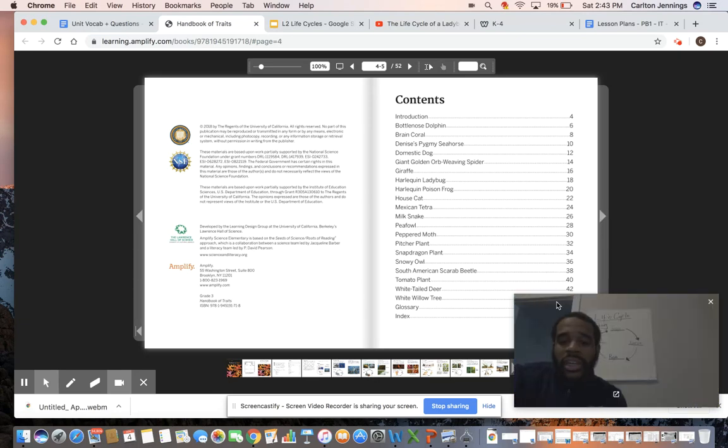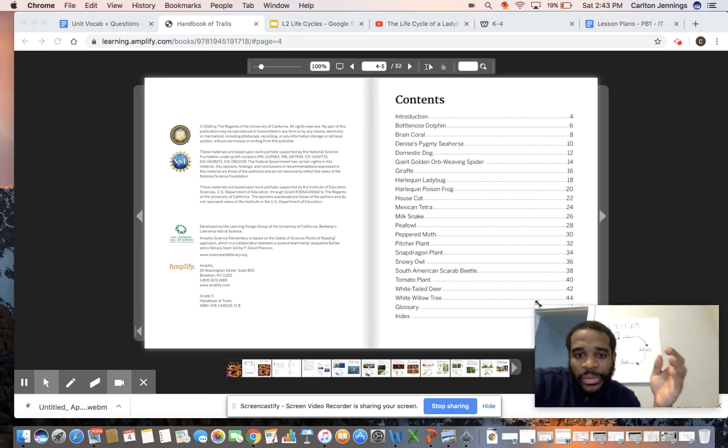So I'm going to think here about which one of these organisms starts off as an egg. I'm going to guess that a snake lays eggs. I'm going to say milk snake has eggs. Now I'm going to come up here. I'm going to go to page 26. See if we can get there like this.